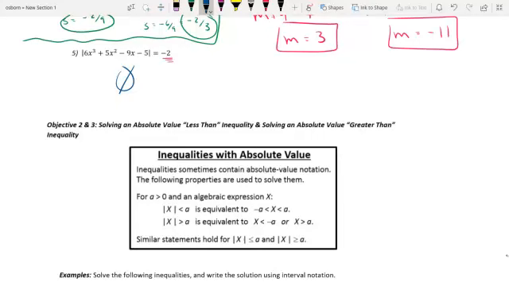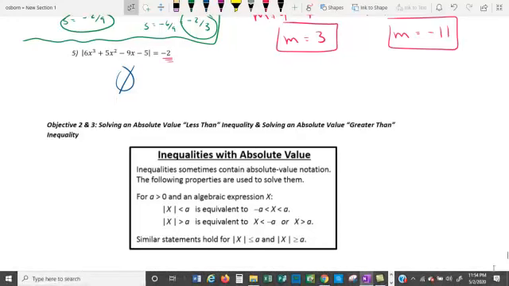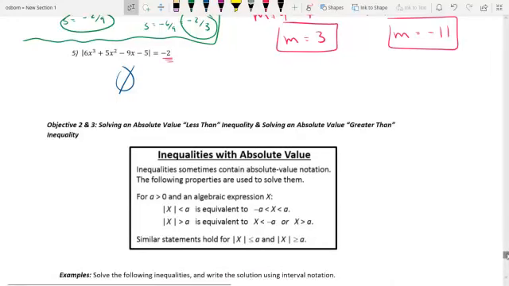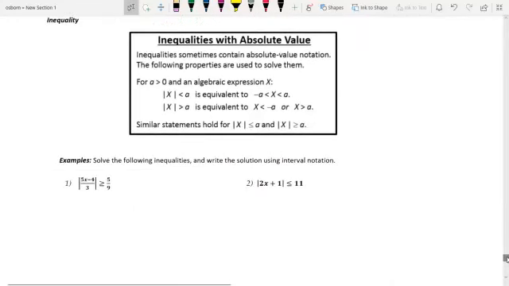Now the last topic we're going to talk about in 1.8 is absolute value inequalities, so inequalities with absolute values. So inequalities sometimes contain absolute value notation. The following properties are used to solve them.